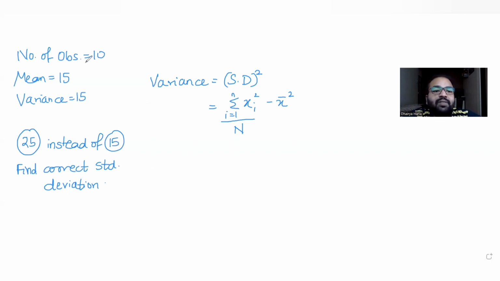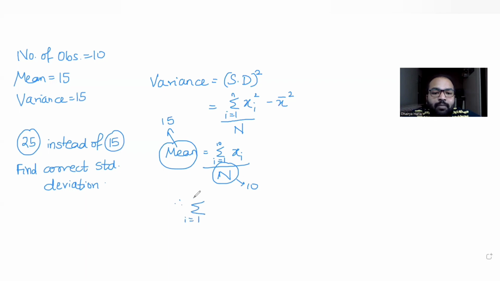First of all, let's find out what was the total sum. Mean is the sum of observations, so summation i equals 1 to 10 xi, because there are 10 observations, divided by the number of observations. The number of observations was 10, and the mean he got was 15. So the sum of all the observations becomes 15 into 10, that is 150.